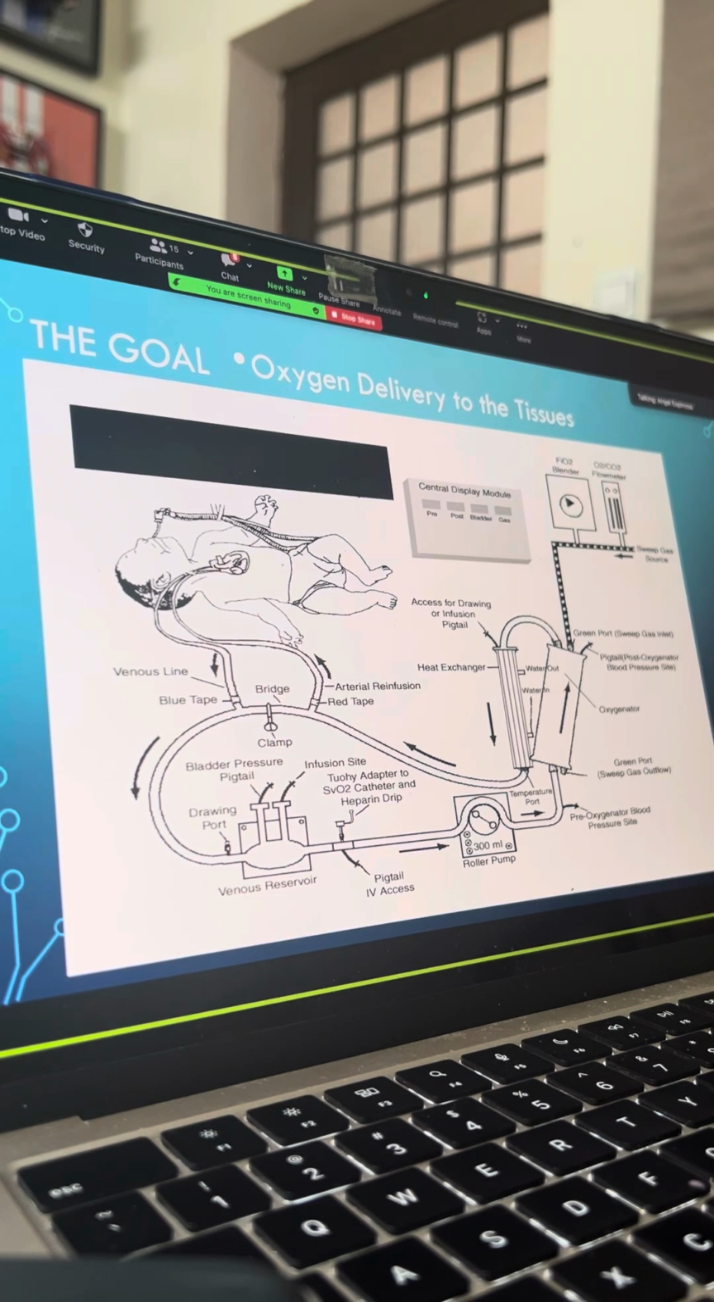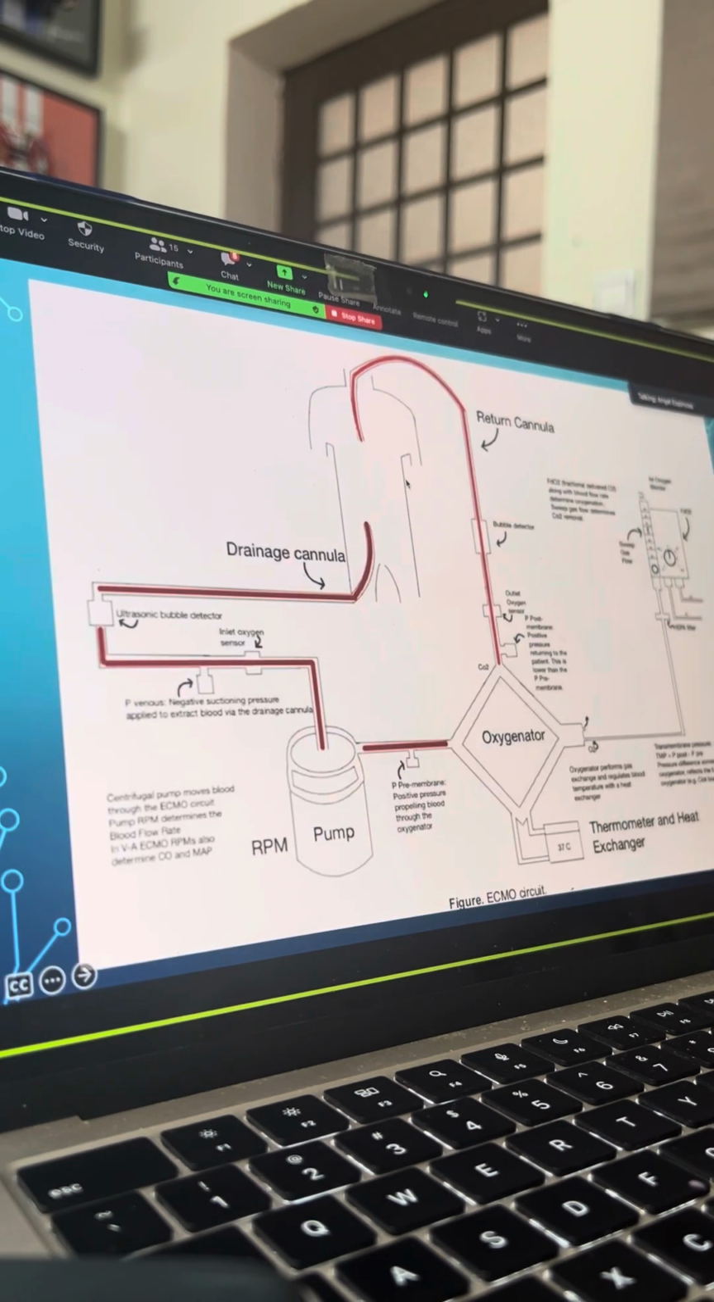This is a drawing of how the machine is in children, but to simplify it, when we use ECMO, we have a drainage cannula that, for veno-arterial ECMO in general, goes from the inferior vena cava, coming close to the right atrium. It will have an ultrasonic bubble detector. We have a bubble trap that will tell us if there is air being injected in the circuit, which is very important to avoid.